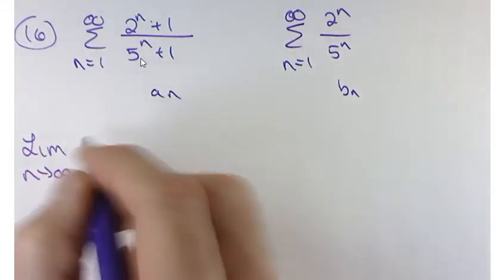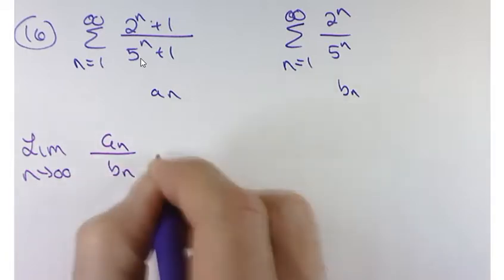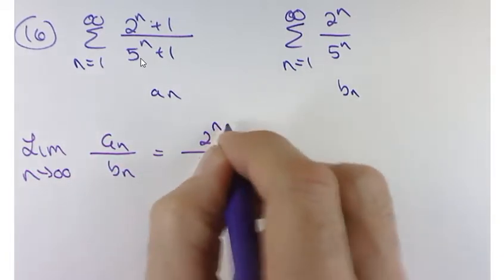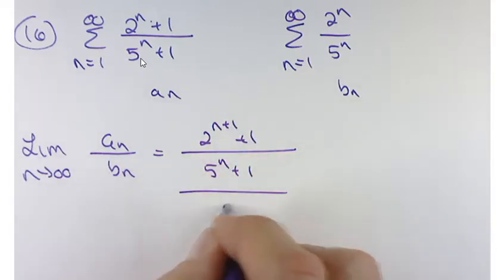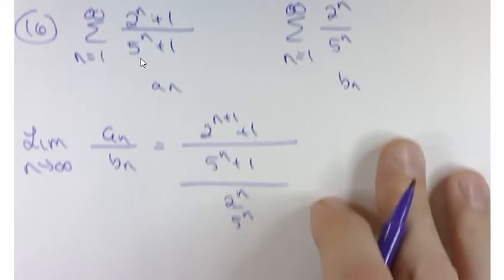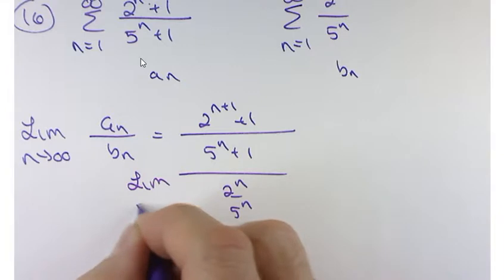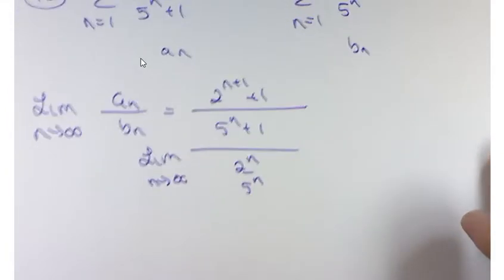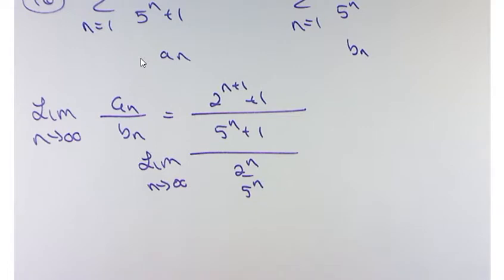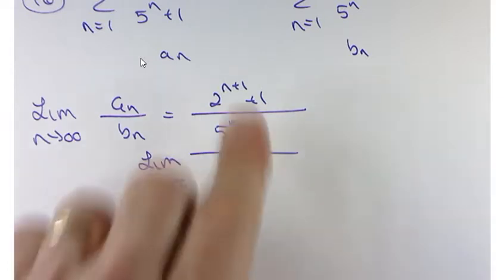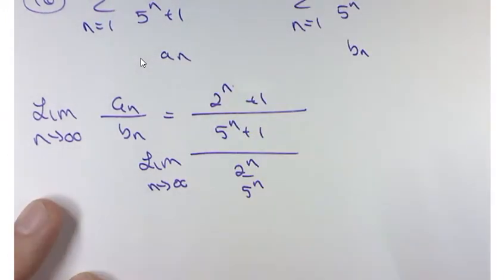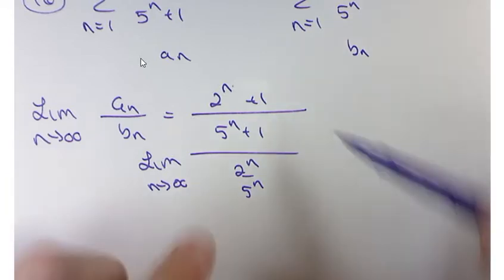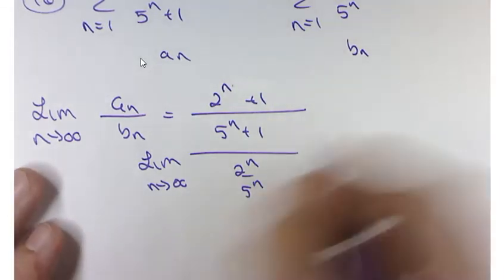The limit as n approaches infinity of a sub n over b sub n, 2 to the n plus 1 over 5 to the n plus 1 divided by 2 to the n over 5 to the n. So it looks like I have a plus 1 here. Realistically, it's just a little dust on the lens. There we go. Perfect. Thank you. All right, let's invert and multiply.